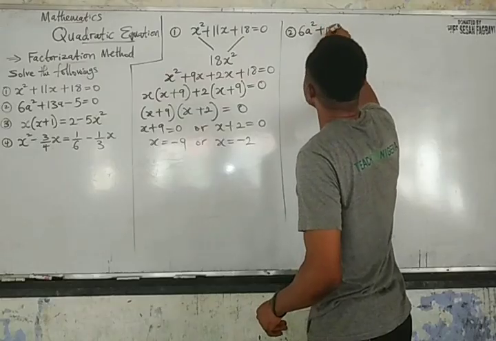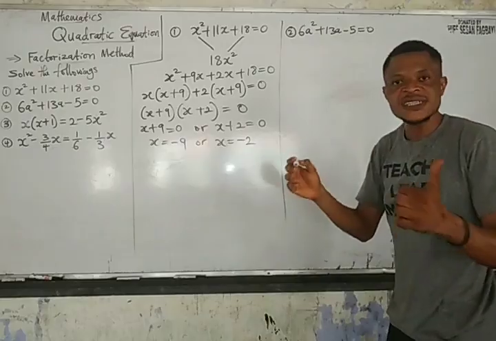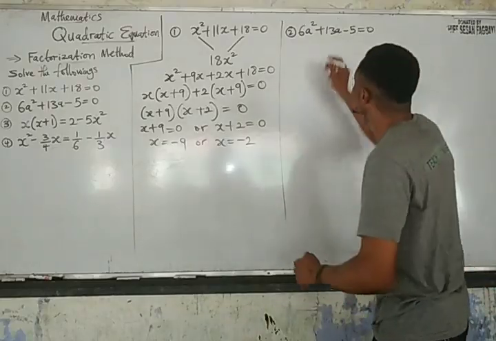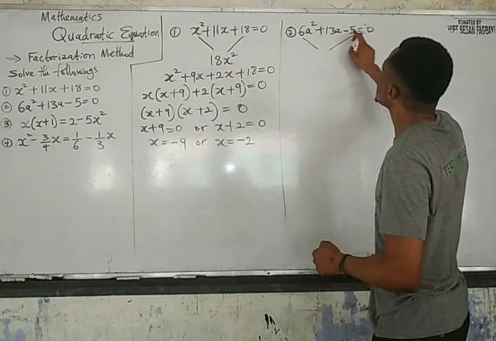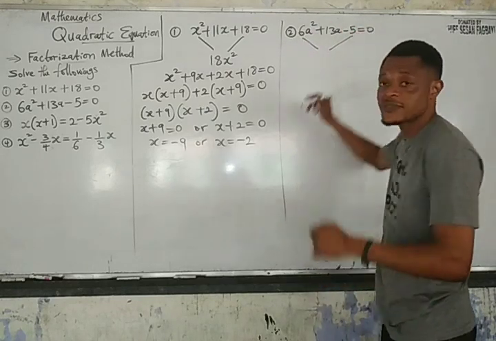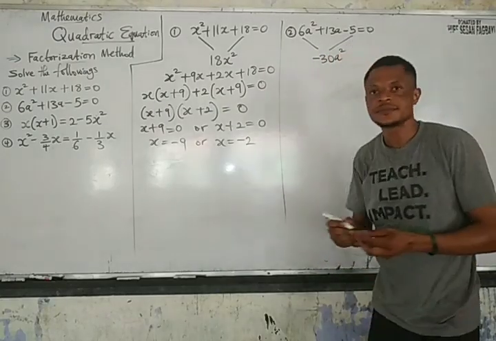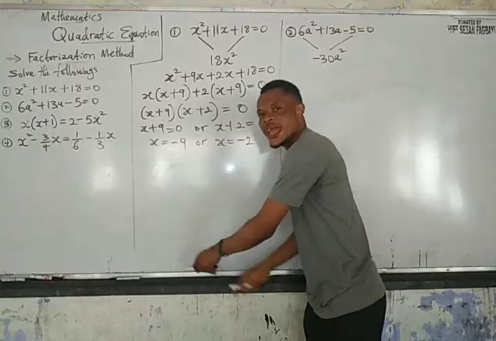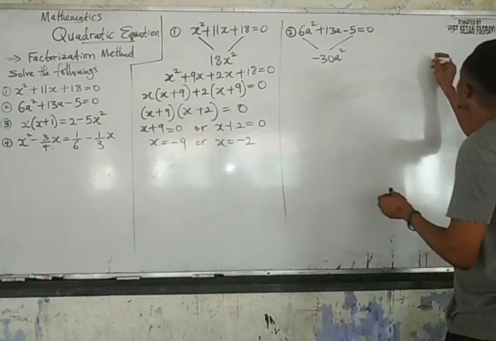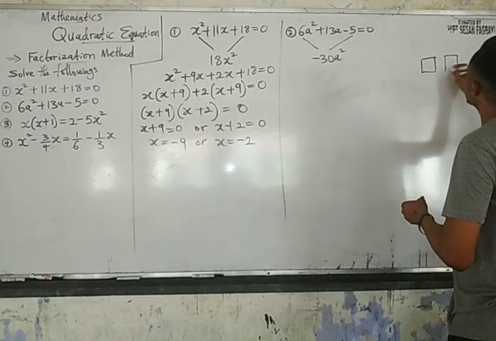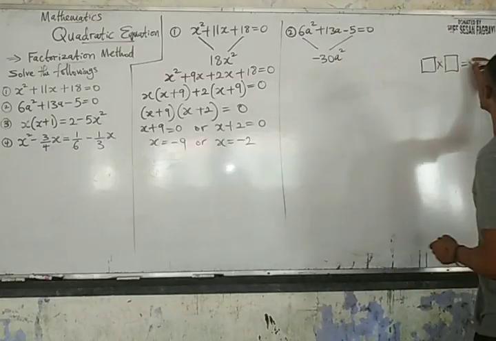So we have the second one, 6a squared plus 13a minus 5, all to give us 0. The first step, when you are using the factorization method, we multiply the a and the c together. So by the time you multiply 6a squared and minus 5, it will give us minus 30a squared. Upon having minus 30a squared, we are going to look for the two factors. When you multiply the two factors, it must give us minus 30a squared.